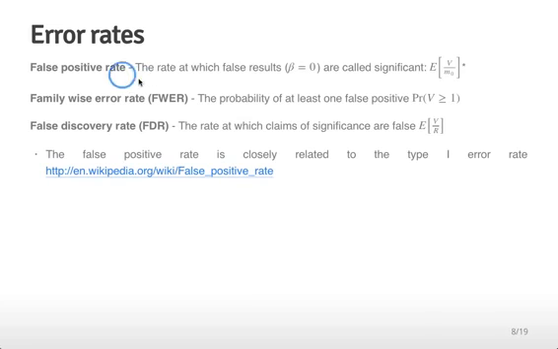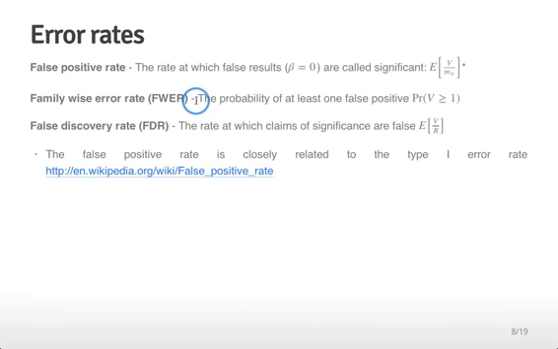The error rate in this case might be the false positive rate. This is just the rate at which false results are called significant. In other words, these are the results where beta equals 0, where there's no relationship between the variables. At what rate do we call them significant? This is just the average fraction of the times that we call them significant when they're not, divided by the total number of not significant variables.